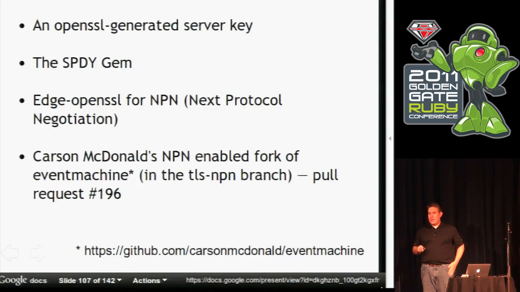in order to use Speedy, you need an OpenSSL generated key. It's SSL, it's fine. We can do that. You need the Speedy gem: gem install speedy. It's not that hard. And it starts to get a little difficult when you have to install Edge OpenSSL. You need that in order to get the next protocol negotiation. This is how it does its backwards compatibility stuff.